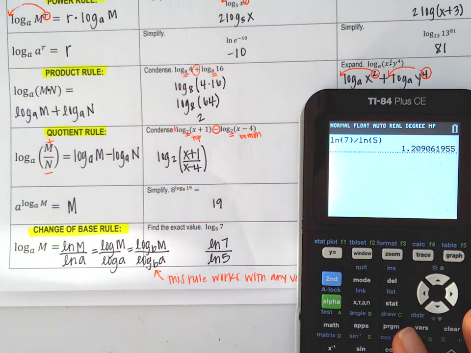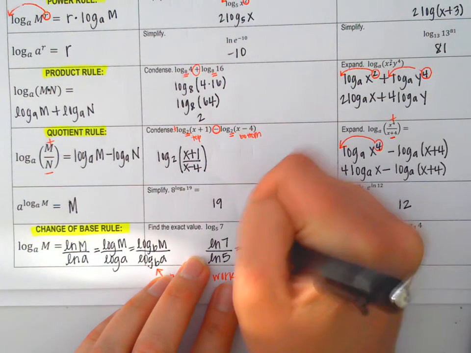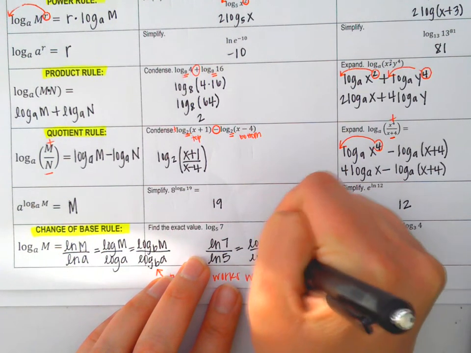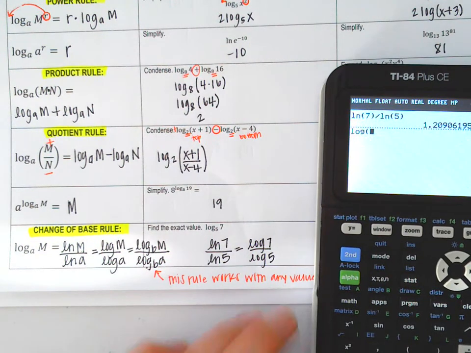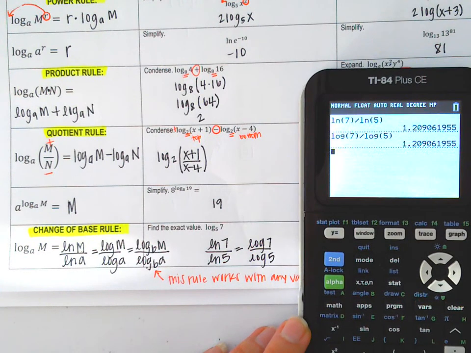Now, like I said, you can use any base. So I could do this with log base 10 and I would get the same thing. So if I did log 7 over log 5, will I get the same answer? Log 7 divided by log 5, and I do.